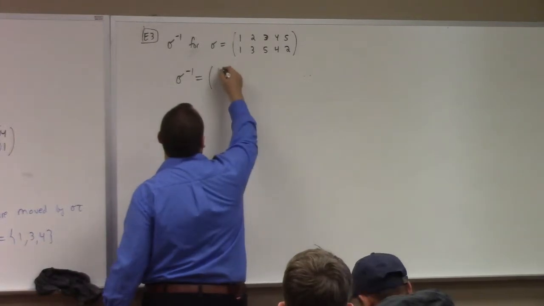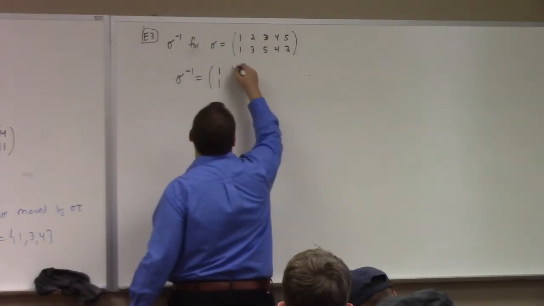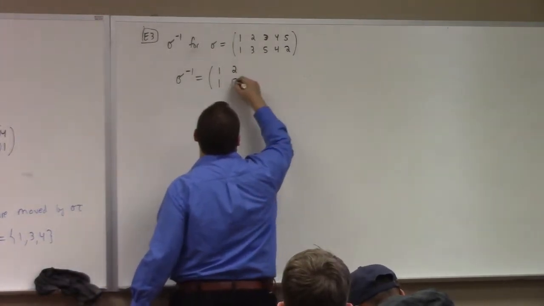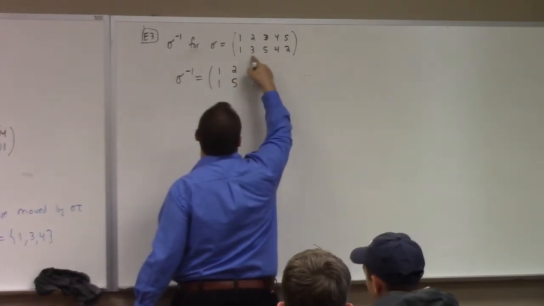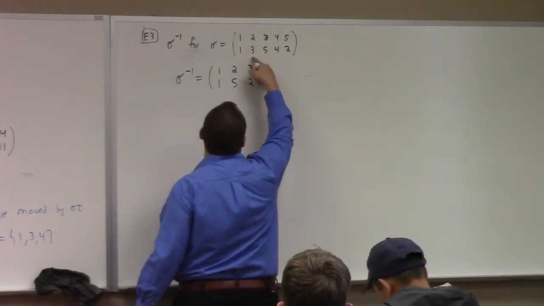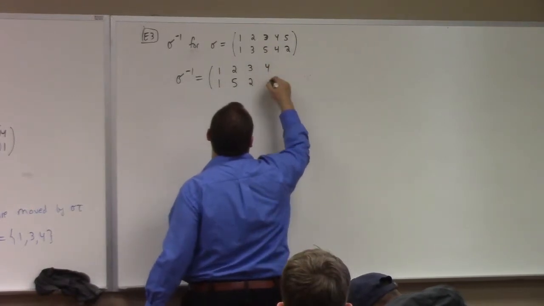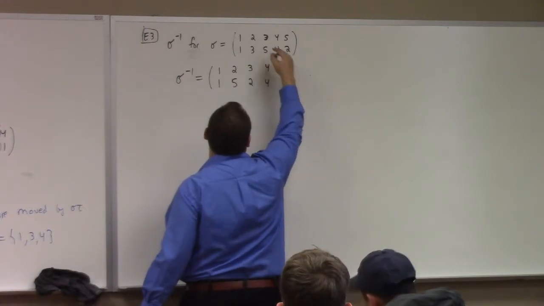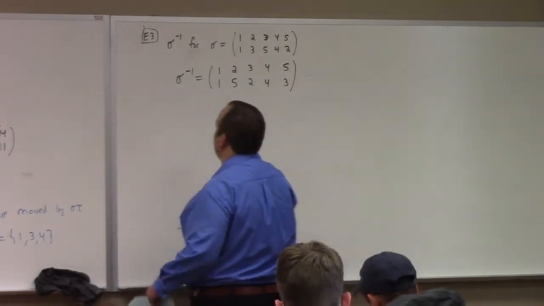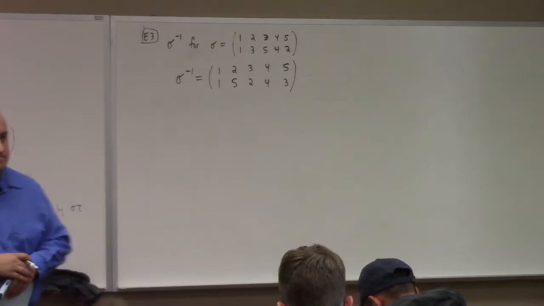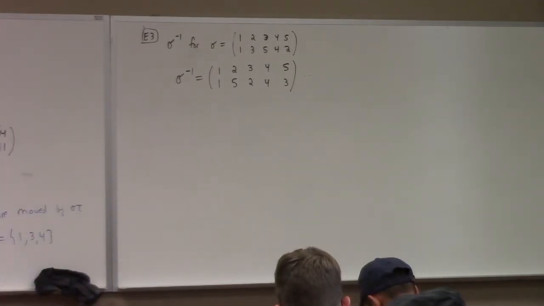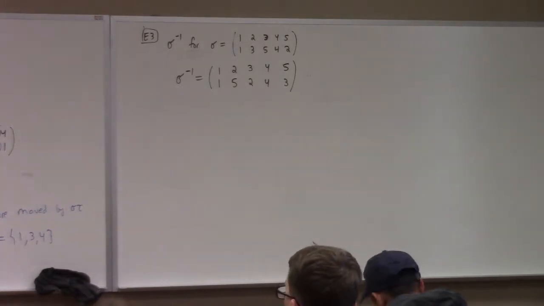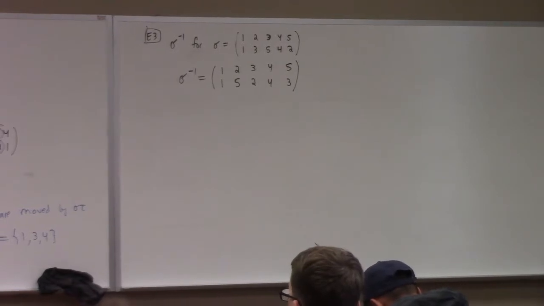We want to undo it, right? 1 goes to 1, 2 goes to 5, 3 goes to 2, 4 goes to 4, and 5 goes to 3. And you can check, using the product we discussed in example 2, that when you compose sigma and sigma inverse, you'll get back epsilon. You'll get back the identity.